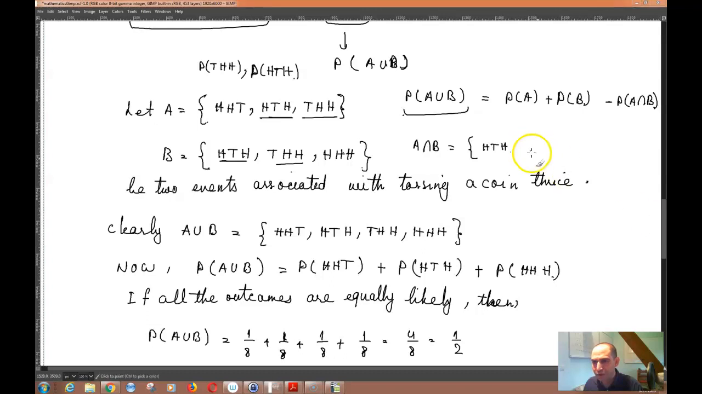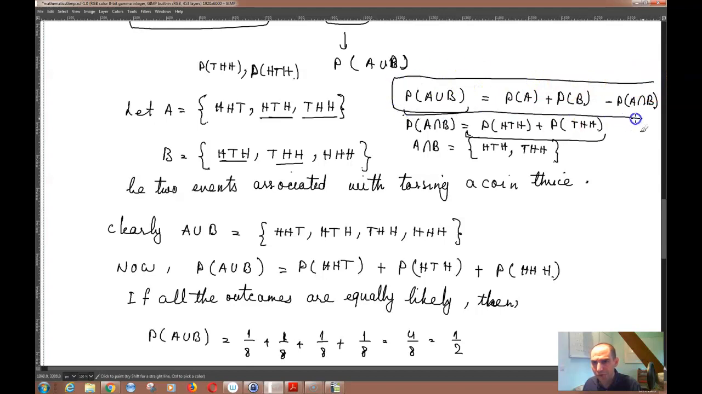THH. And the probability of A intersection B would be the probability of HDH plus the probability of THH, which is exactly what I want to subtract. The probability of these two I want to subtract. So that's going to be my formula, right?